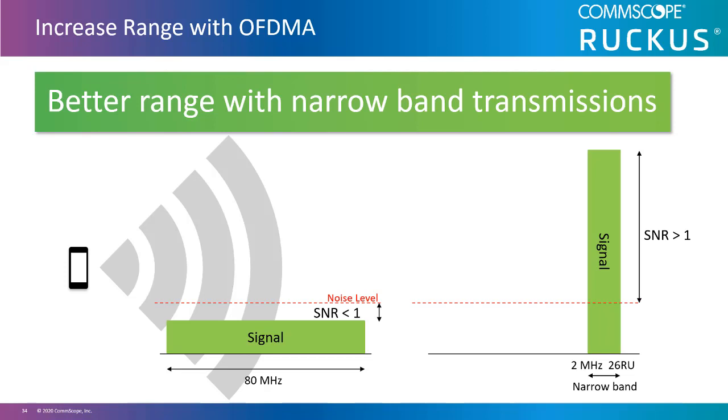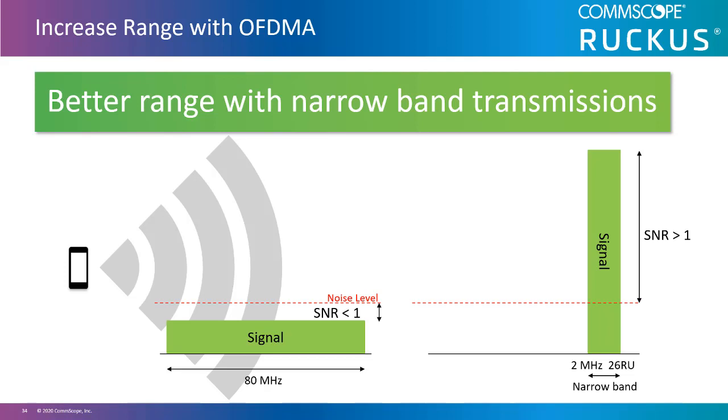Let's say I have a power amplifier with a certain amount of power that's available to me. If I'm using an 80 megahertz band, that power is spread over that 80 megahertz. With OFDMA, I can give a 2 megahertz channel versus an 80 megahertz channel to a device, which puts the same power in a much smaller spectrum. This is what we're showing on the right side.